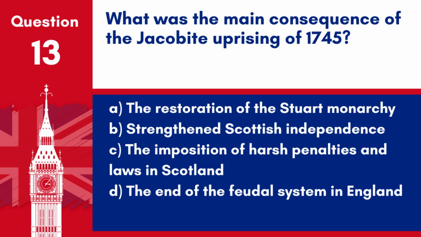Question 13. What was the main consequence of the Jacobite uprising of 1745? A. The restoration of the Stuart monarchy. B. Strengthened Scottish independence. C. The imposition of harsh penalties and laws in Scotland. D. The end of the feudal system in England. Answer: C. The imposition of harsh penalties and laws in Scotland. The aftermath of the Jacobite uprising of 1745 saw the imposition of harsh penalties and laws aimed at suppressing the Scottish Highland culture and dismantling the clan system.